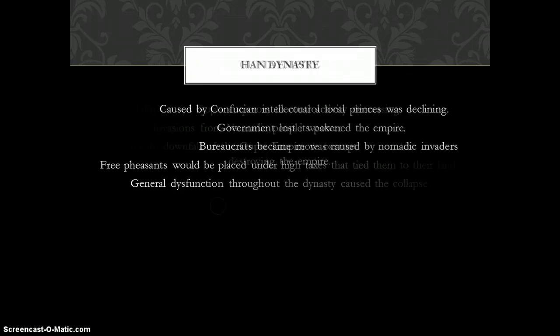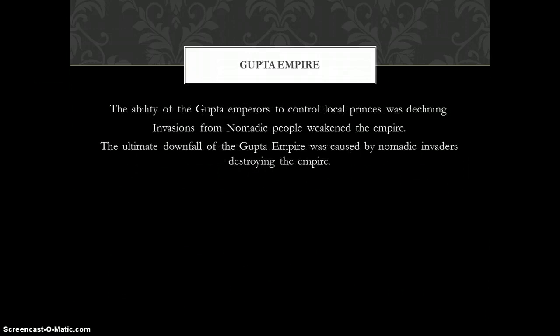Moving on to the Gupta. The ability of the Gupta emperors to control local princes was declining. The emperors themselves couldn't control what their people did and what their princes themselves did, because the princes that would rule their own little part of the empire, they would just be doing their entire different thing, despite what the emperor says, and the prince wouldn't listen to the emperor, and it was just pure chaos.